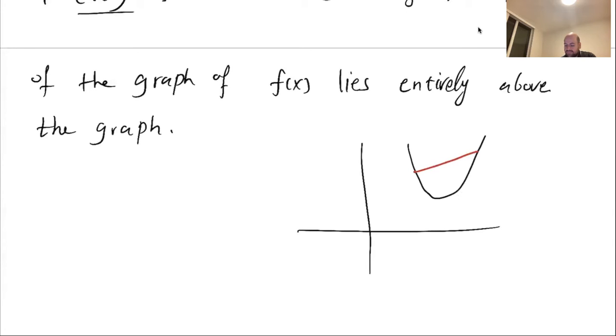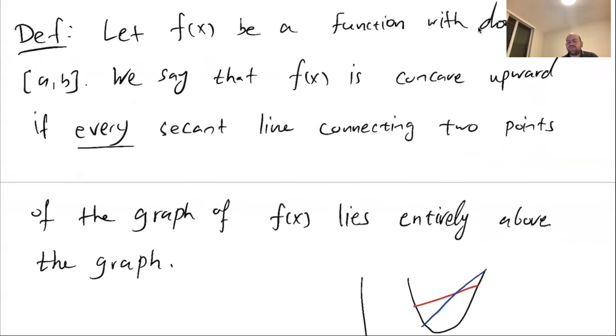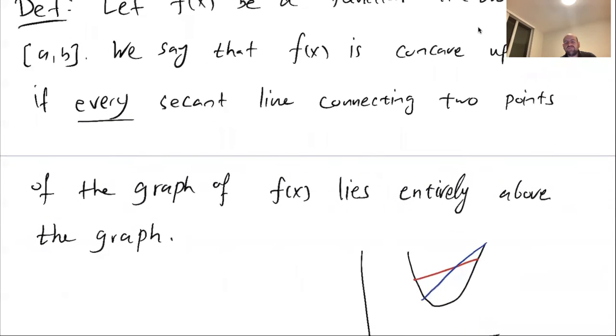See? Look at this picture. Concave upward. Concave upward means something like x squared. You can always think about x squared or a parabola opening upward as a graph which is concave upward. When do we say that a function is concave upward? If every secant line, every line segment connecting 2 points of the graph lies entirely above the graph.